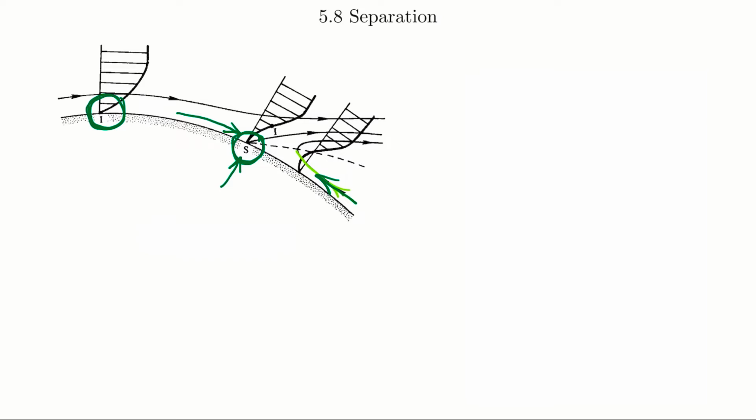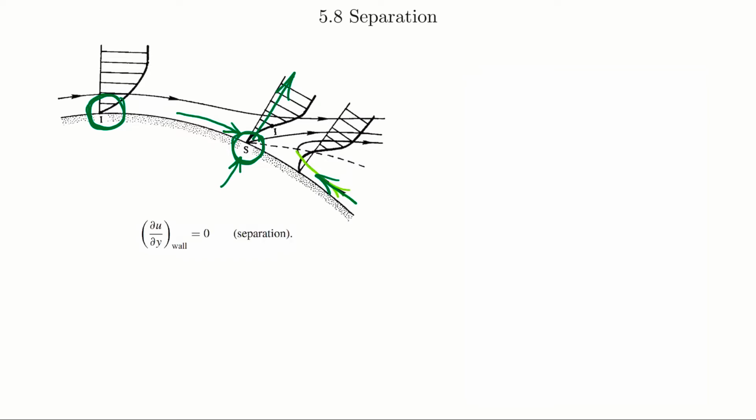So because we have to have a mass balance, it has to go this way, right? And that's why we say it separates, okay? Because it moves away from the surface. So that S point there is marking our point of separation. So it's defined as the boundary between the forward flow and the backward flow of the fluid near the wall where the stress vanishes.